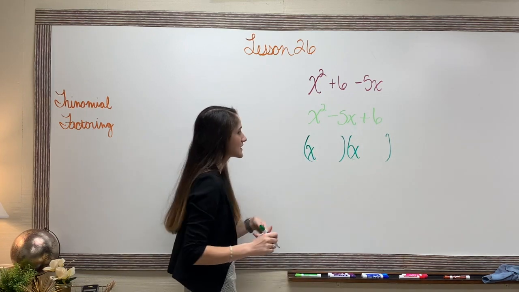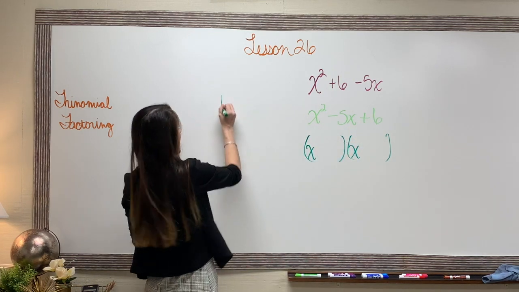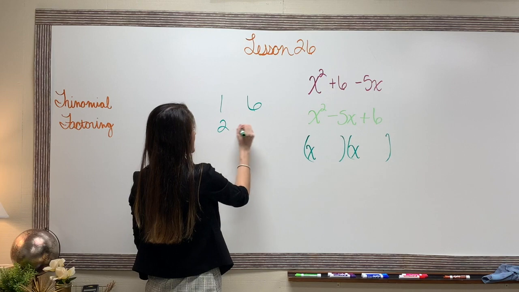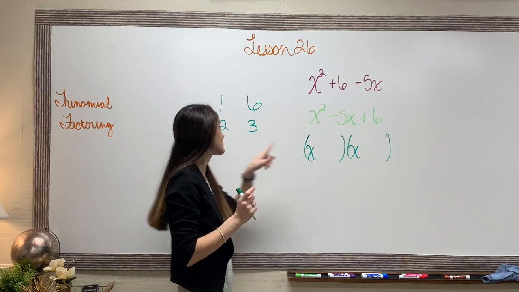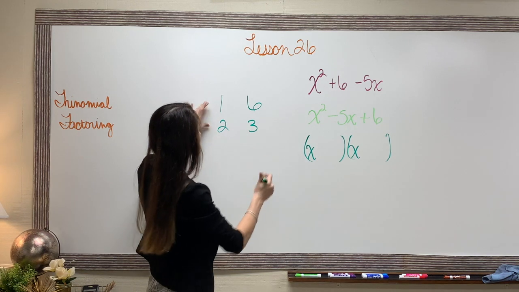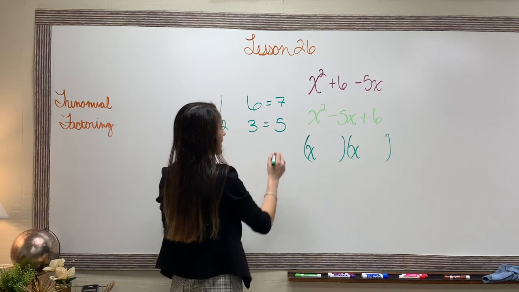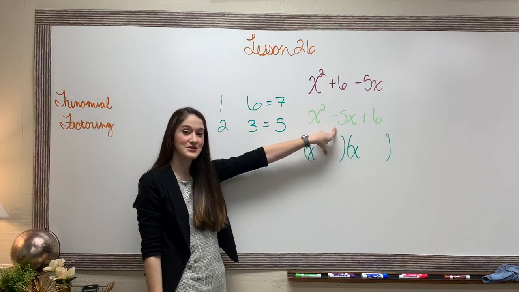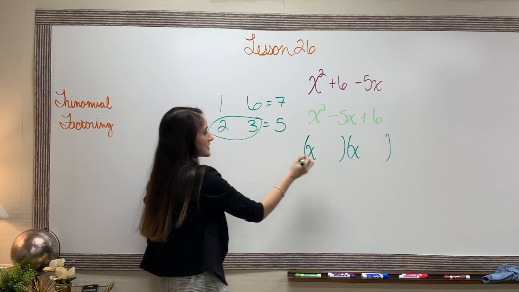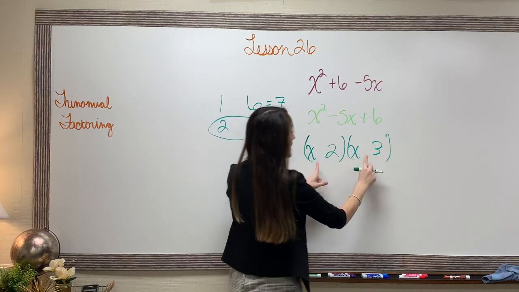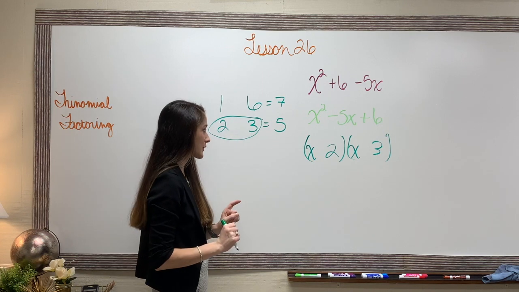So the next step that I need to do is I need to find what are my factors of 6. I have 1 times 6, and then I have 2 times 3. And because this is a positive sign, that means I'm going to be adding these numbers together, which will give me 7 and 5. And given that our middle term is -5, that means I am going to pick these two terms. Notice I have not put any signs there yet, and that's very important.